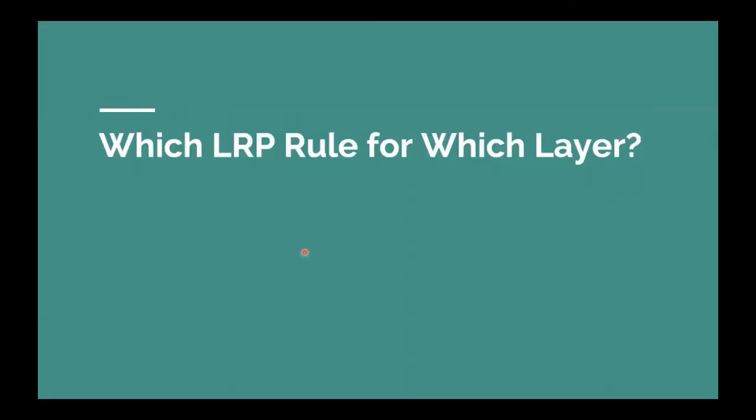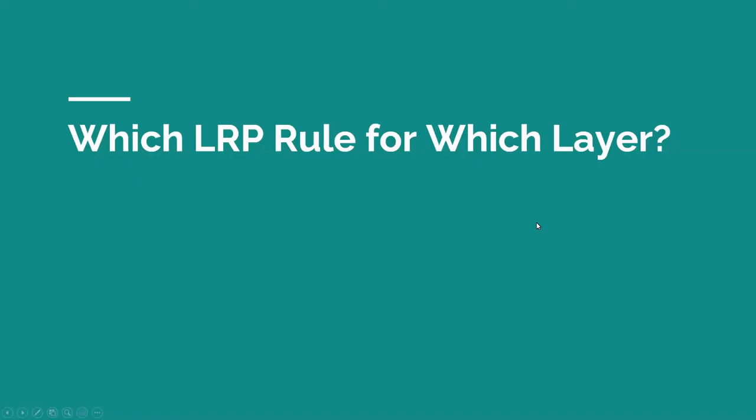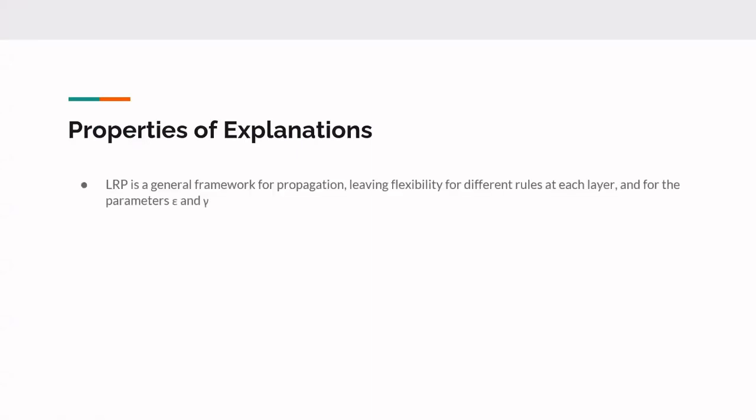Okay, so I'll turn it over to Surinder now for the different LRP rules for the different layers. So I'm going to talk about which LRP rule for which layer. But first, we're going to talk about the properties of explanations. LRP is a really flexible method because you can apply different rules for different layers of your model. And also we have the flexibility in setting epsilon and gamma for the LRP epsilon and LRP gamma rules.